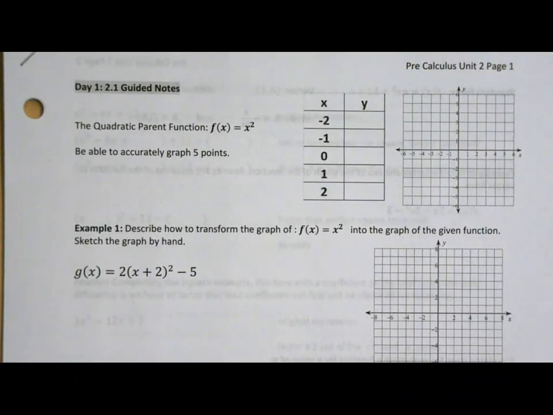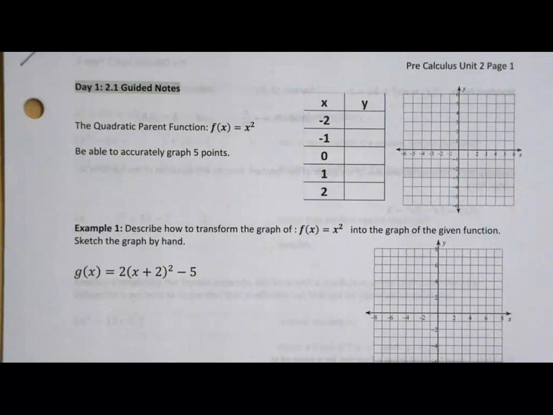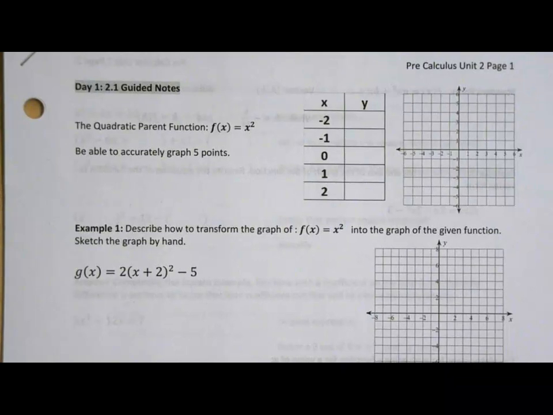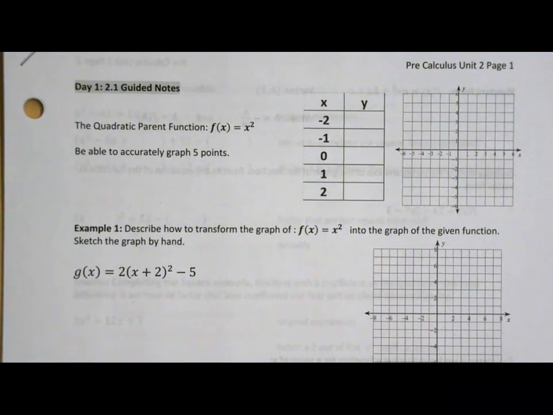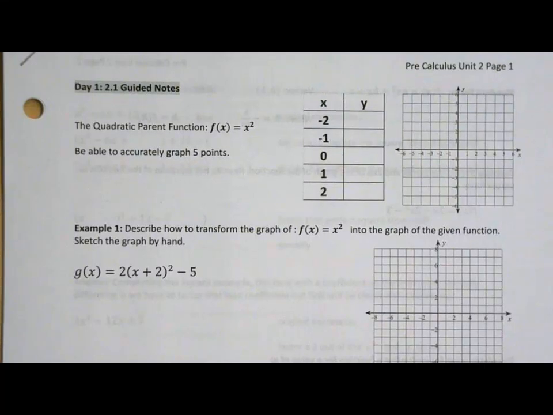So chapter 2 is all about polynomials and rational functions. And the first section is all about quadratics, which are technically polynomials, some of the simpler polynomials. So what we're going to focus on today is we'll be looking at transformations with quadratics. We're going to be looking at 3 different forms that you can write the equation of a quadratic function in.